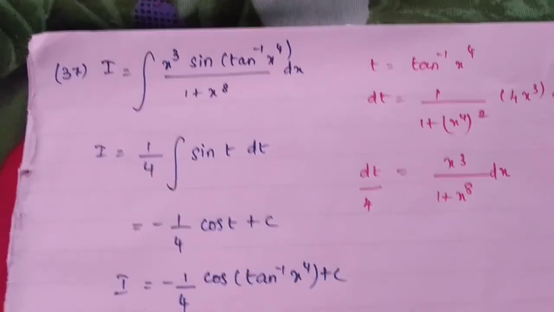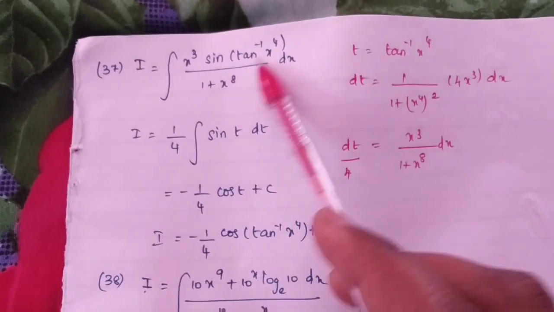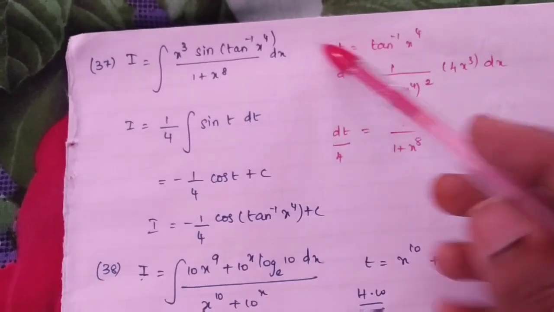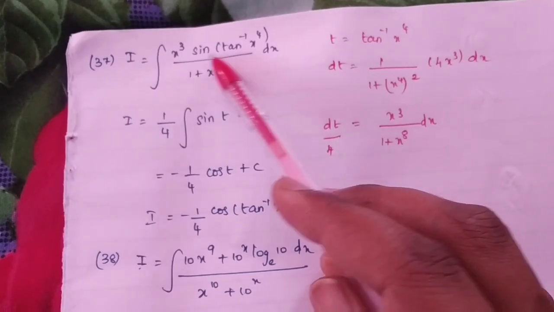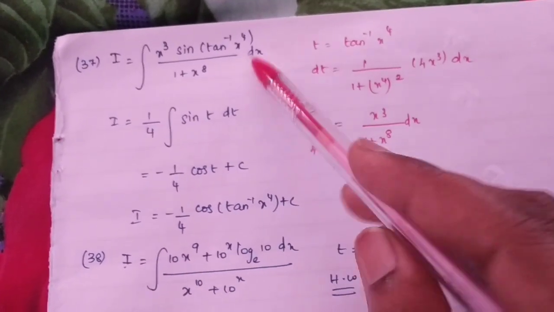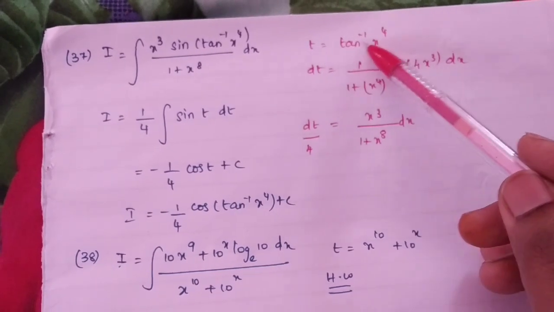Now 37. Integral of x cube sine of tan inverse of x power 4 divided by 1 plus x power 8 dx. This is also one of the important sums. In this, as I told in the first class, whichever is in the bracket, we will be taking as t. These are some clues on how to take t. Tan inverse of x power 4. Take t to be tan inverse of x power 4.